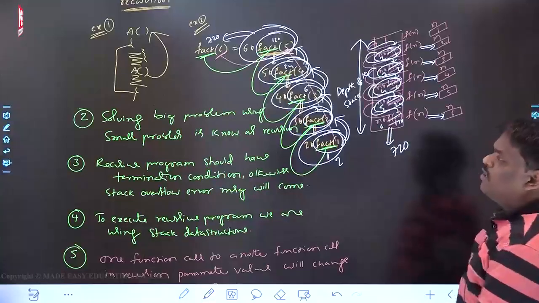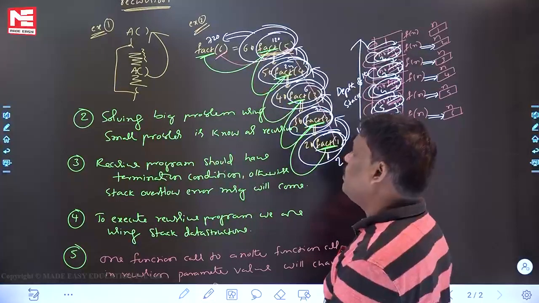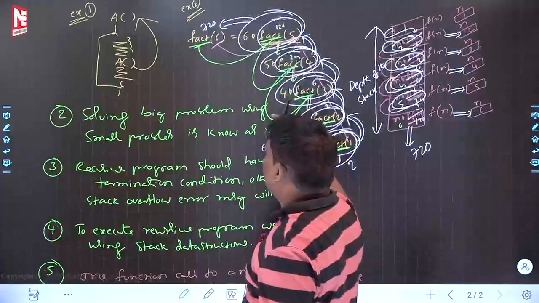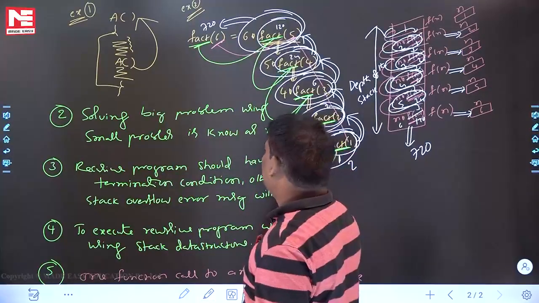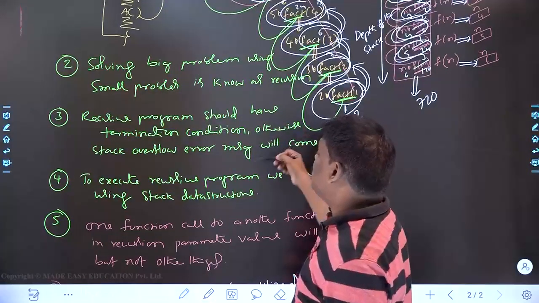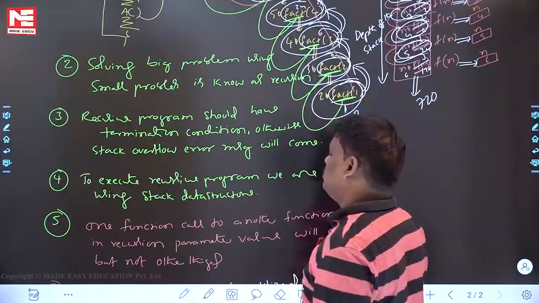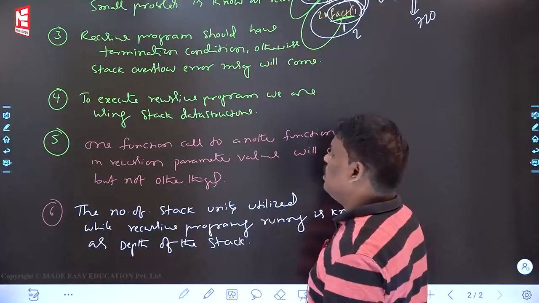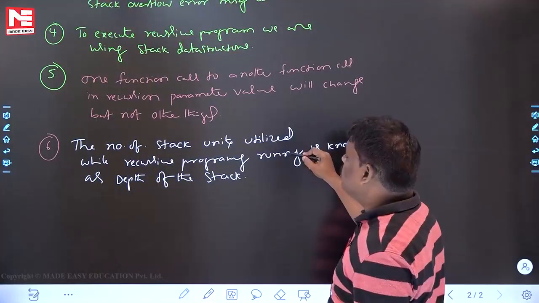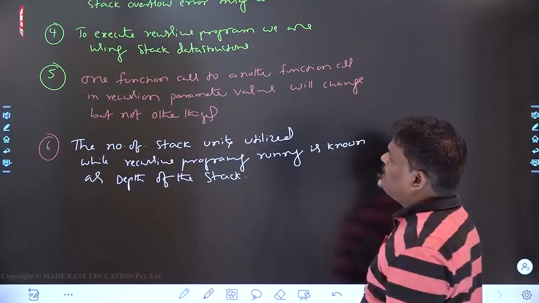Can you help me now? What is the first point? A function calling itself is known as recursion. Next one. Another way of saying recursion: solving a big problem using small problems is known as recursion. Next one. Recursive program should have termination condition, otherwise stack overflow error message will come. Next one. To execute recursive program, we are using stack data structure. Next one. From one function call to another function call, in recursion, parameter value will change but not other things. Next one. The number of stack units you utilized while recursive program is running is known as depth of the stack.